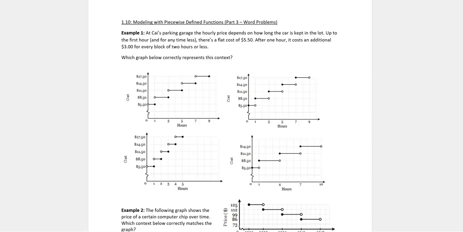All we're going to do is read the problem and pick the graph that matches that context. At Kai's parking garage, the hourly price depends on how long the car is kept in the lot. Up to the first hour, and for any time less, there's a flat cost of $5.50. So we know, if nothing else, it should start at $5.50. After 1 hour, it costs an additional $3 for every block of 2 hours or less.